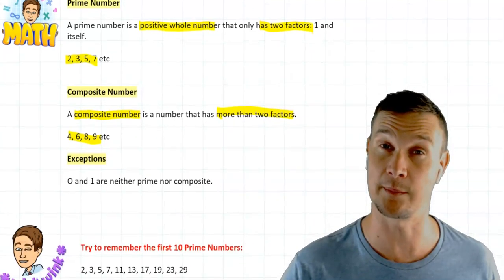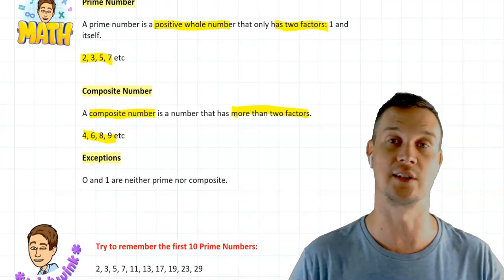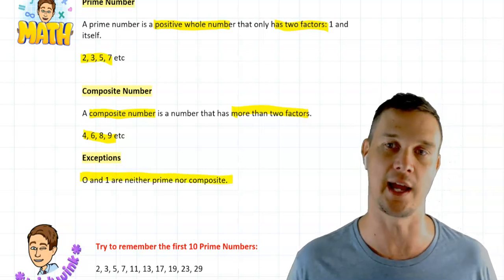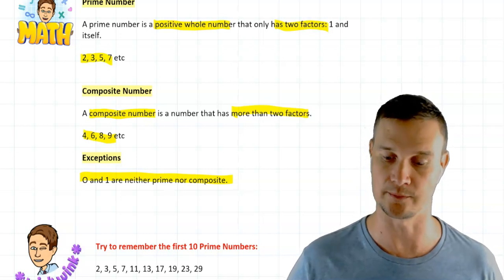Now there are two exceptions, and I'll get you to write them down also, and that is 0 and 1. So 0 and 1 are neither prime nor composite. They're kind of special numbers that we have. So we don't include them in our prime and composite identification.